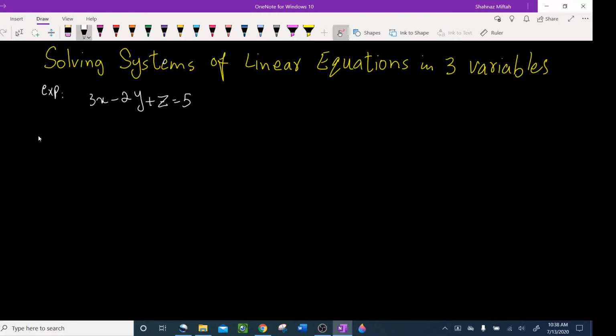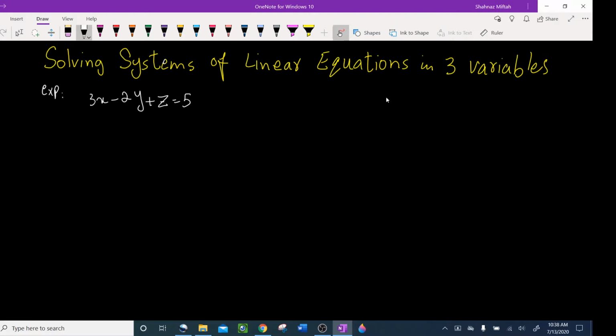To solve a system of linear equations of three variables, we use the elimination or substitution method to solve a system of three equations in three variables. First, we will try elimination examples. To use the elimination method, we eliminate a variable and obtain a system of two equations in two variables, and then we go from there.